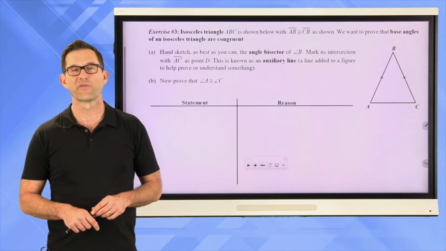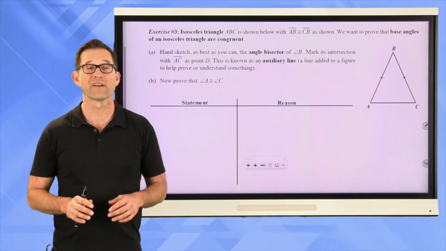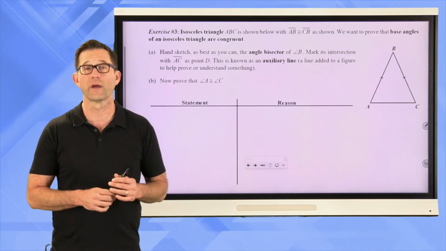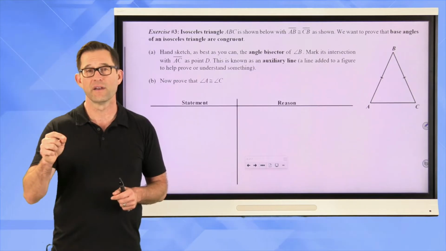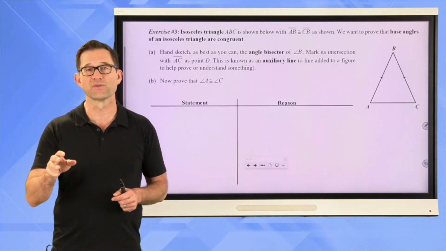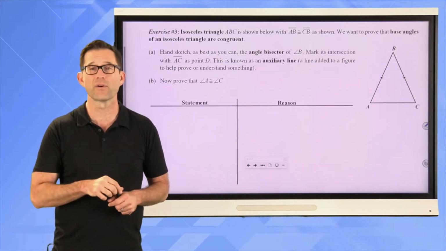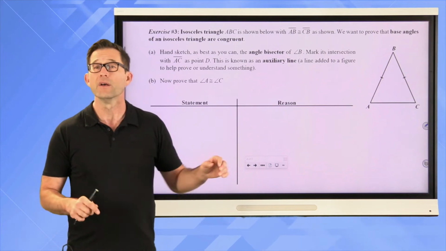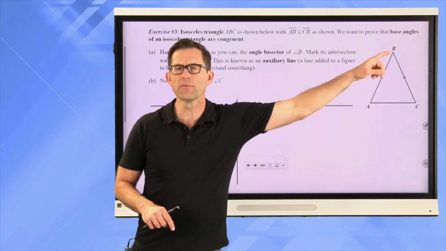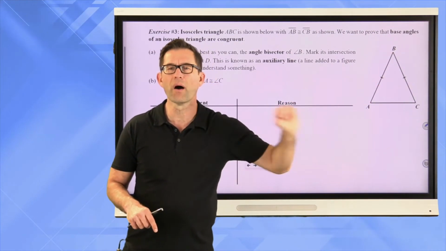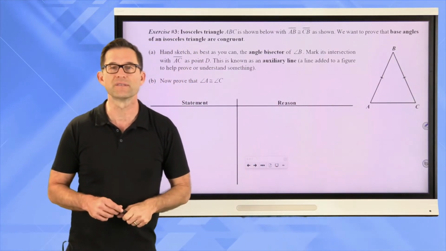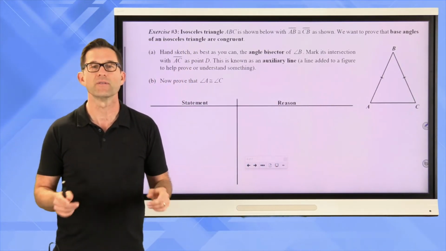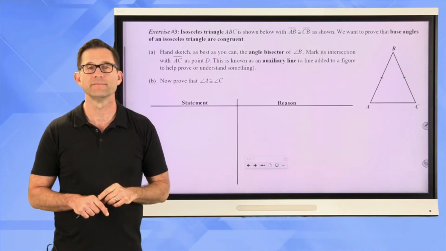This is certainly not the first time we've seen an auxiliary line. We actually saw one in the last lesson when we were trying to prove that exterior angles were the sum of the two remote interior angles, and here we go again. So what I want you to do is do the best job you can in trying to draw in the angle bisector of angle ABC, or angle B, whatever. Pause the video now and go ahead and do that.